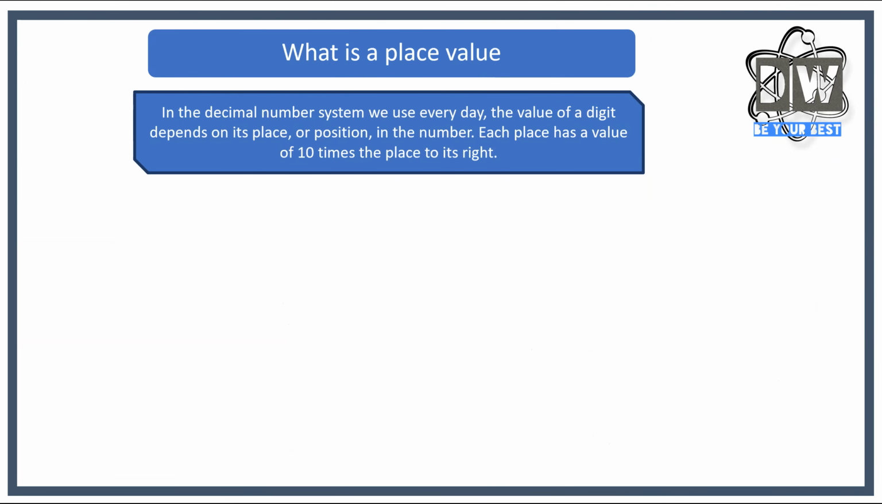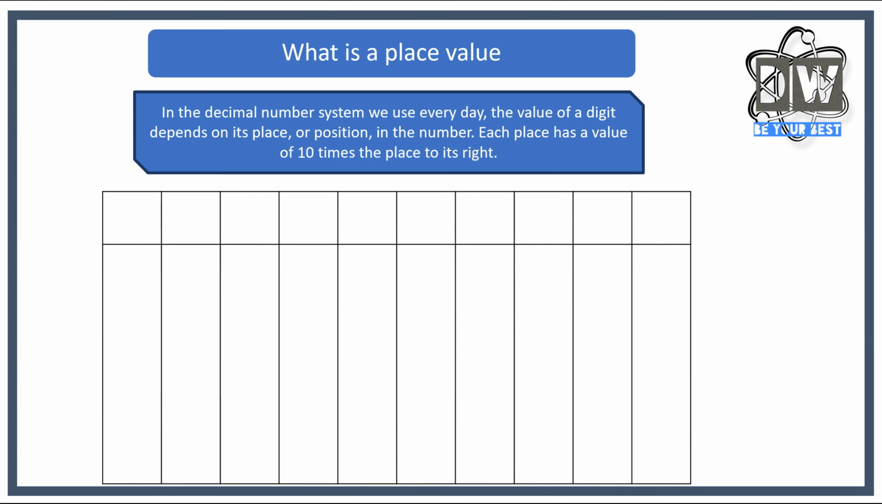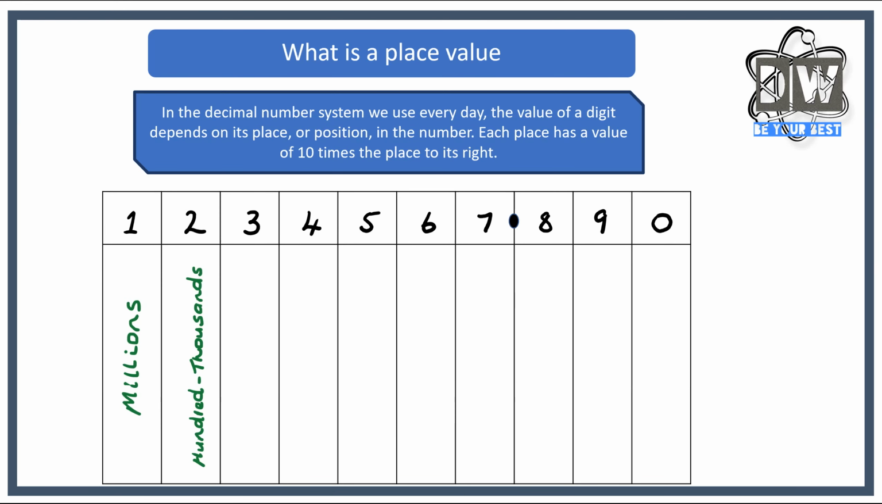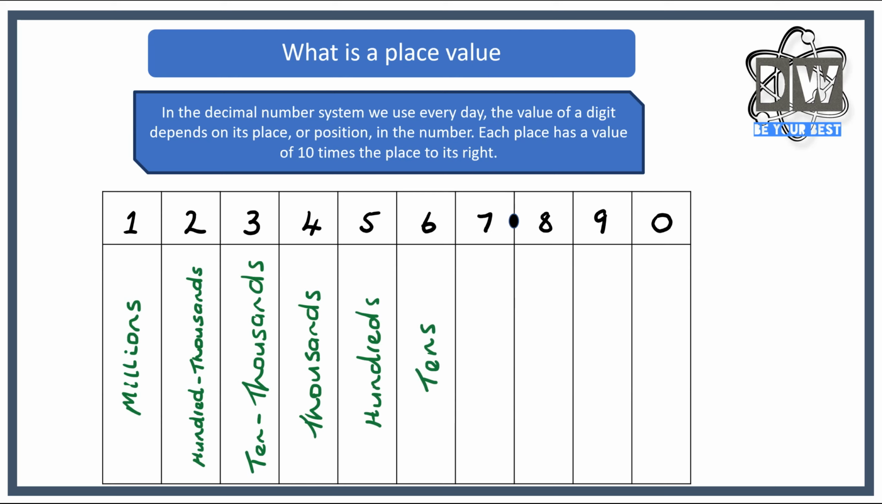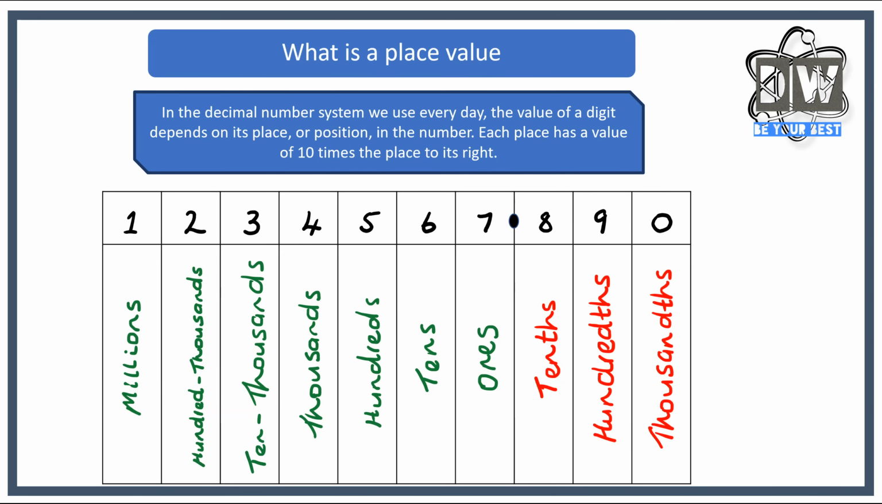In the decimal number system we use every day, the value of a digit depends on its place or position in each number. Each place has a value of 10 times the place to its right. Examples of this. So let's look at the columns that we've got. We've got our millions, our hundreds of thousands, our tens of thousands, our hundreds, our tens, and our ones or units. Past the decimal place, we have our tenths, we have our hundredths, and we have our thousandths. I know I can't pronounce that very well.